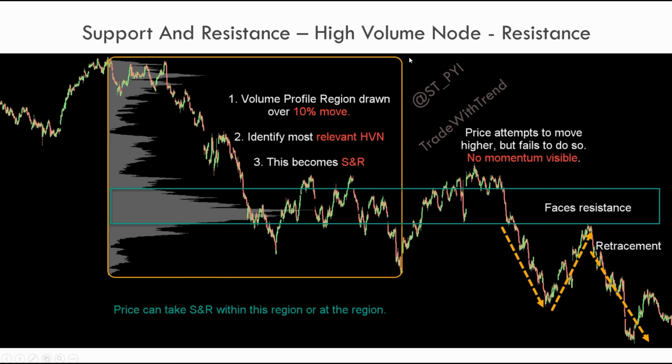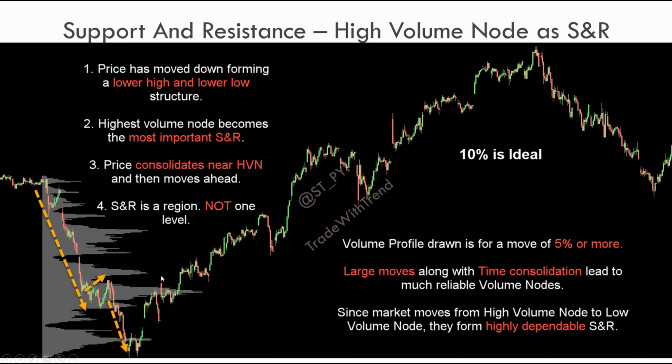So this was a high volume node as support. Why support? Because once price broke out here, it consolidated but never came below this high volume node region, and then it moved up. Again, once the price broke out here, it took support, that is this retracement again at this high volume node region, and it moved up, right?